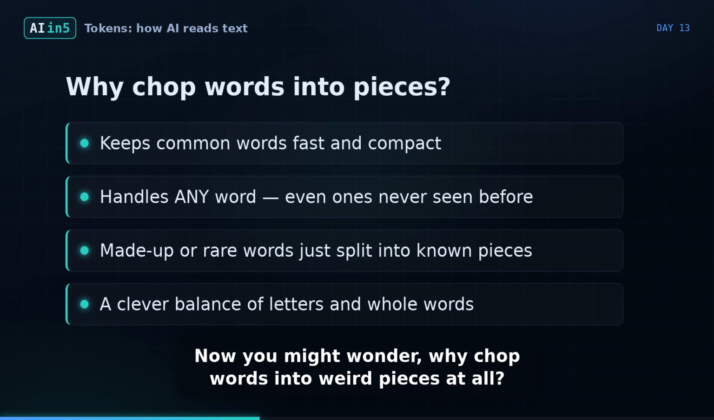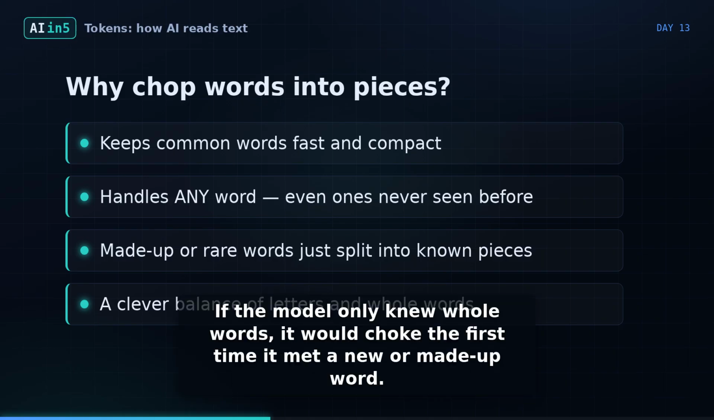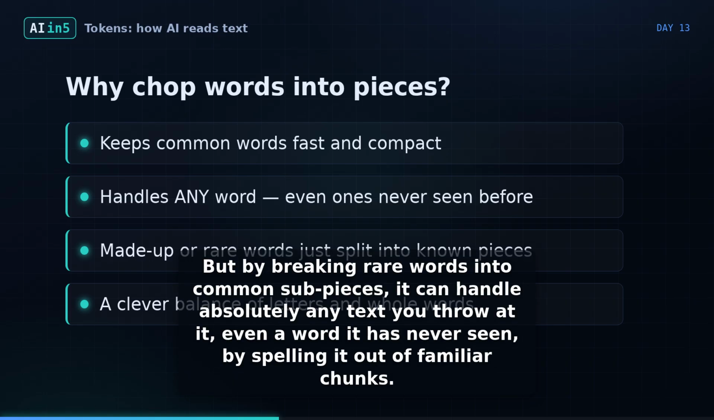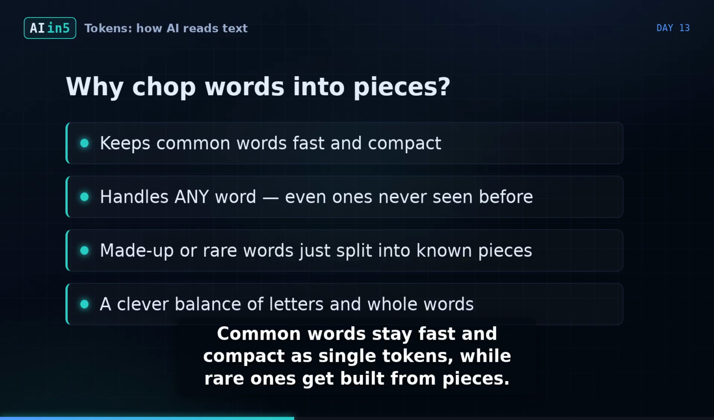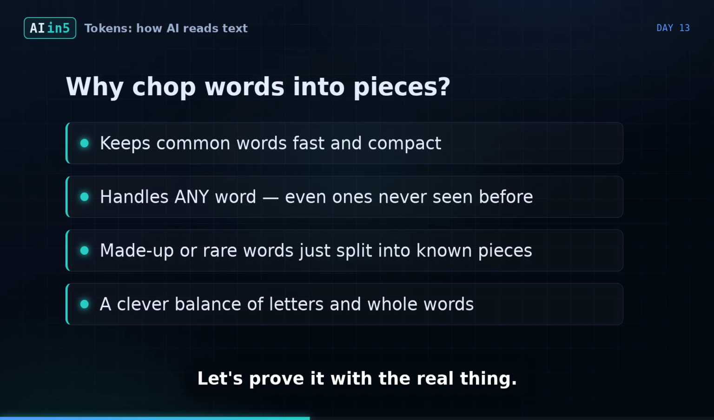Now you might wonder, why chop words into weird pieces at all? Why not just use whole words? It's actually a clever trick. If the model only knew whole words, it would choke the first time it met a new or made-up word. But by breaking rare words into common sub-pieces, it can handle absolutely any text you throw at it, even a word it has never seen, by spelling it out of familiar chunks. Common words stay fast and compact as single tokens, while rare ones get built from pieces.